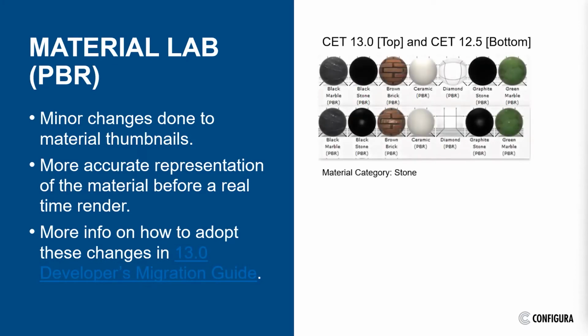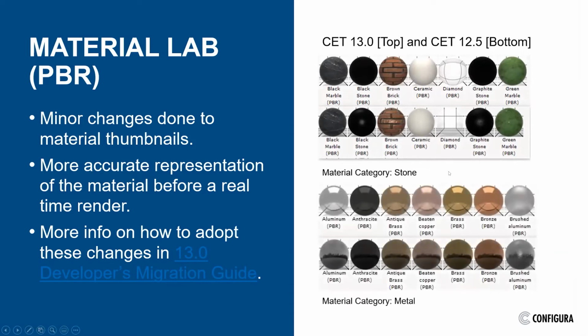From the screenshot shown here, you can see that the top part is what it is in CET 13.0, and the current official version, which is CET 12.5, is represented like this at the bottom. This is for the category stone. And if you look at the next example for metal, the top part is what is shown right now in our new CET 13.0, in the new thumbnail that we use in Material Lab. The bottom one is the current one that is used.